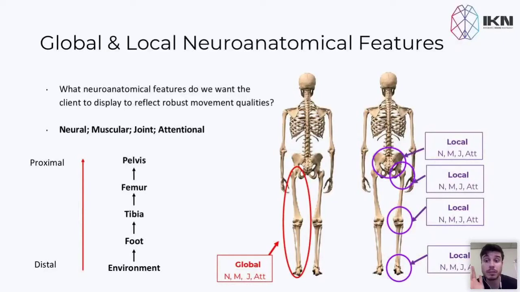So we look at it from a global and a local standpoint, from an IKN standpoint. So when we look at the lower limb, for example, we need to understand what's happening on a neural level. How is the nervous system interacting with the lower limb? How are the muscles behaving? How are the joints behaving? And how does our attention change things? Okay, and we will speak more about the neural, the muscular, and the joint behaviors.